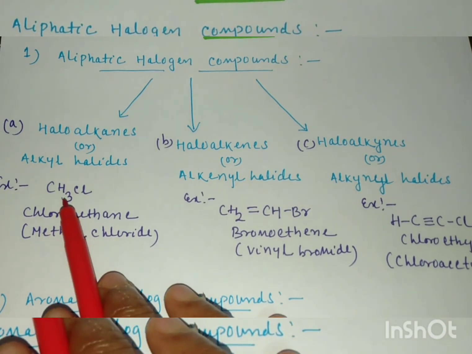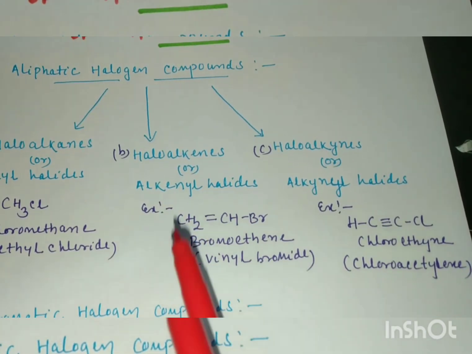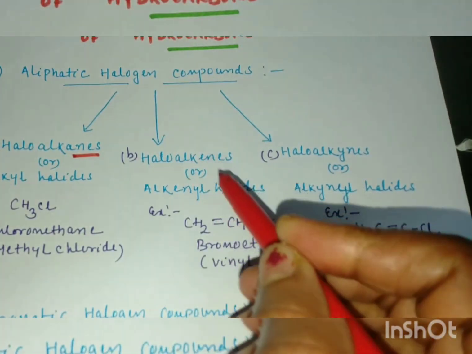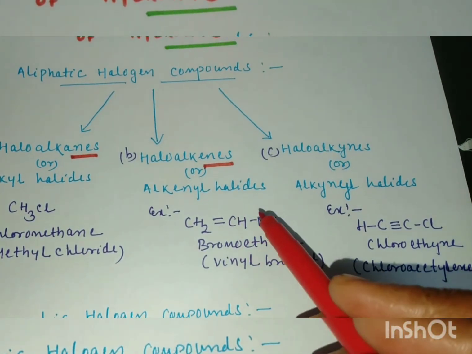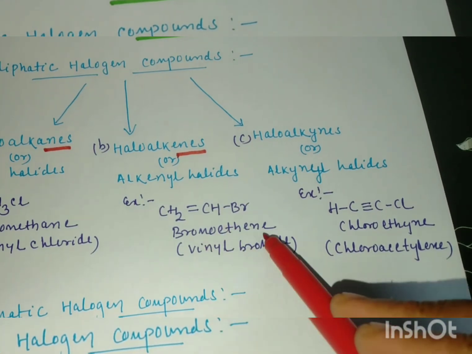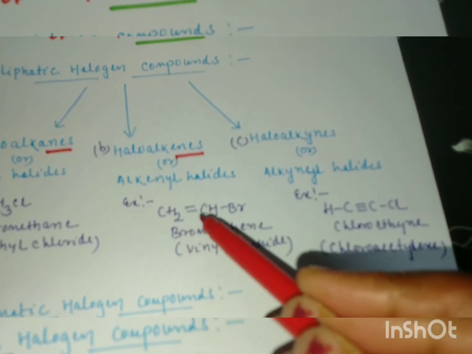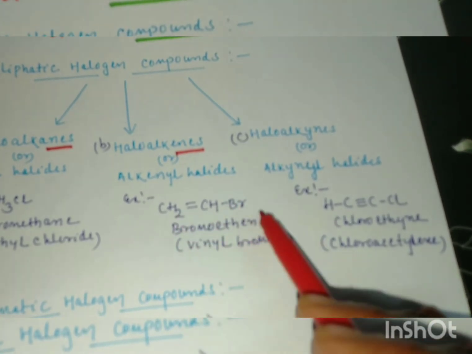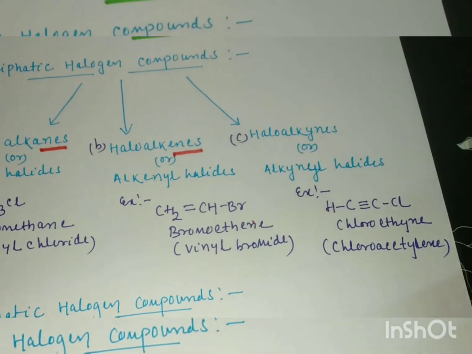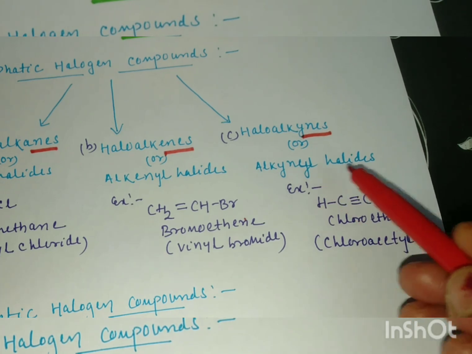Instead of the methyl group, you can take ethyl, propyl, etc. Similarly, haloalkenes are alkenyl halides, because these are enes. An example is bromoethene or vinyl bromide. This CH2=CH is the vinyl group. When a halogen is attached to it, it is a vinyl halide, and here it is bromine, so it is vinyl bromide.